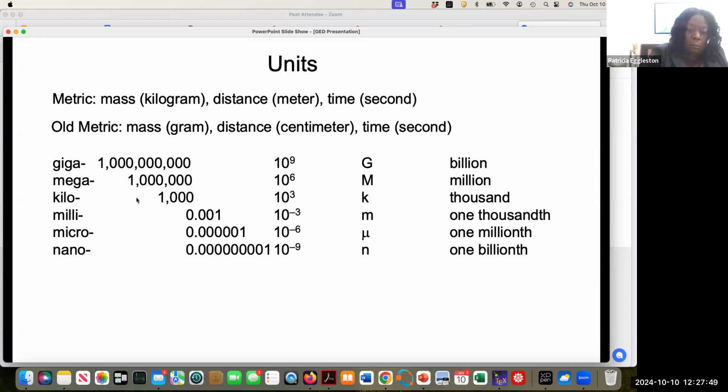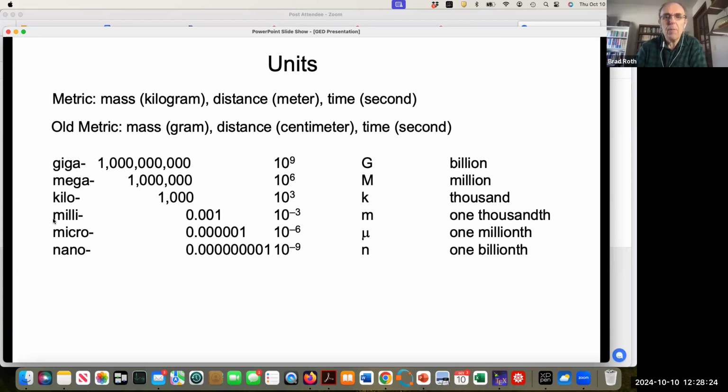Mega for a million, kilo for 1,000, milli for 1/1000th, which is 10 to the minus 3, and micro for 1/1,000,000th, which is 10 to the minus 6. For instance, if you go out and run a 5K race, you're running 5 kilometers. So that's 5,000 meters in your race. A dime has a thickness of about 1 millimeter, which is 1/1000th of a meter.